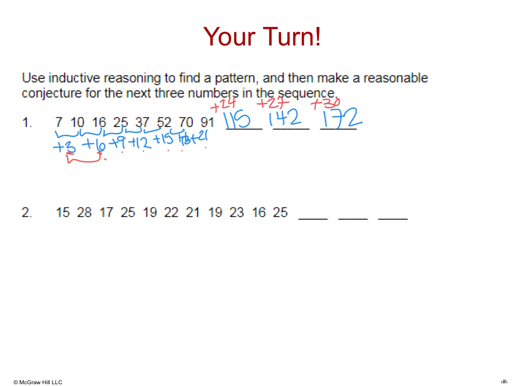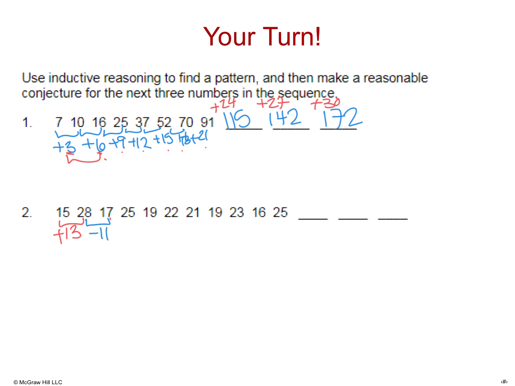This next one is a little more complicated. So I'm going to try to use different colors here. So from 15 to 28, we are increasing, and we're increasing by 13. So this is plus 13. But then from 28 to 17, we are decreasing, and that would be by 11.